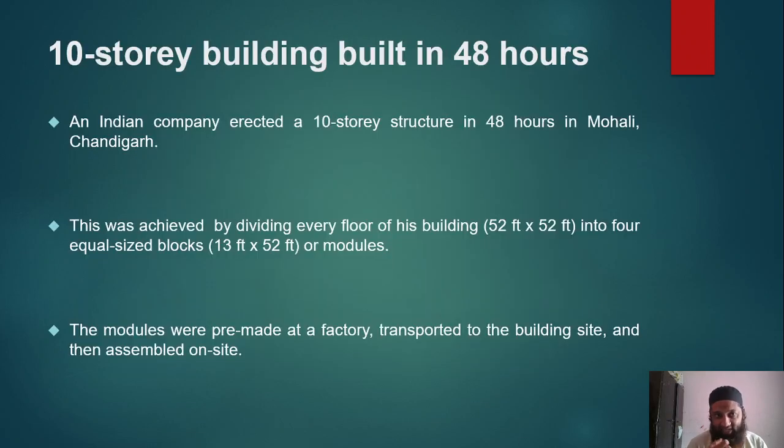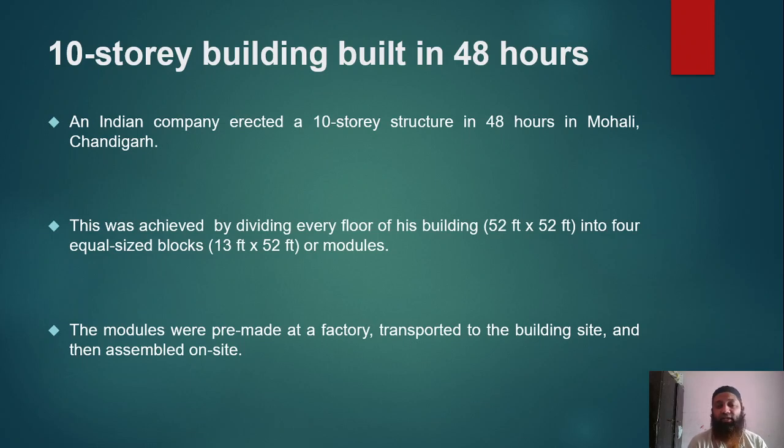Just see here, a 10-story building built in 48 hours, and this has been done in India. You can see, in 48 hours, that is only 2 days, a 10-story building. You just can't imagine even a single slab coming up in just 48 hours. But this can be achieved with modular construction methods.